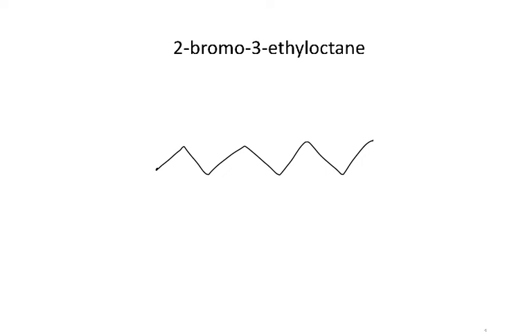All right, and then it doesn't matter which end I start from. I usually go left to right. And so I've got 2-bromo, so I'll go to the 2nd carbon and put the bromine. And then on the 3rd carbon, I'm going to put an ethyl group. So 1, 2. And so there's our molecule.